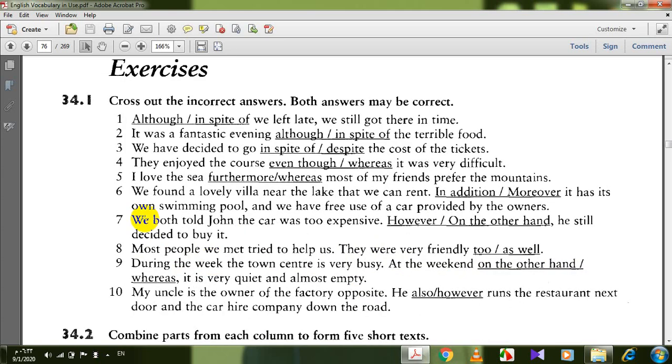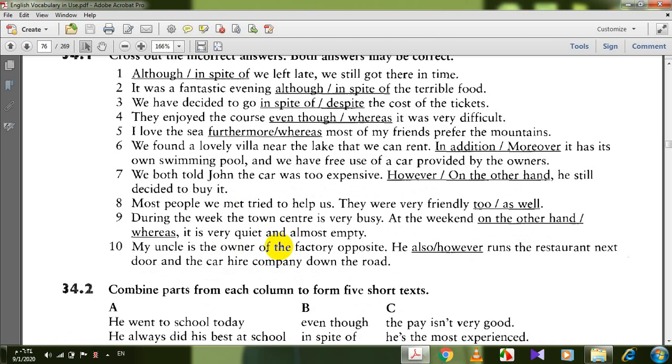Number 7. We both told John the car was too expensive. However, on the other hand, he still decided to buy it. So it is however. We both told John the car was too expensive. However, he still decided to buy it. Good.